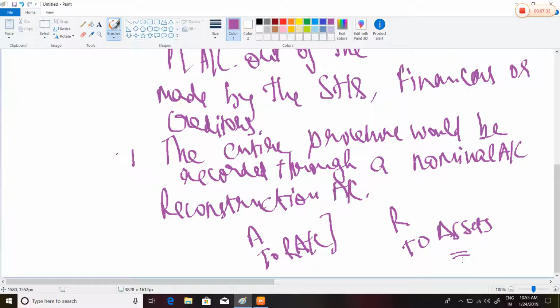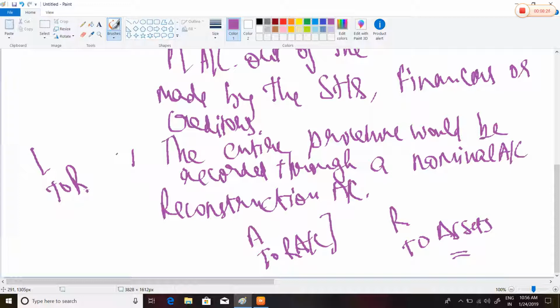If any shareholder or any type of liability holder has decided to forgo some amount of liability, then the entry would be liability to reconstruction. Whenever there is anything profitable to the company, the reconstruction account will be credited. But if there is any type of loss transaction, then the reconstruction account will be debited.